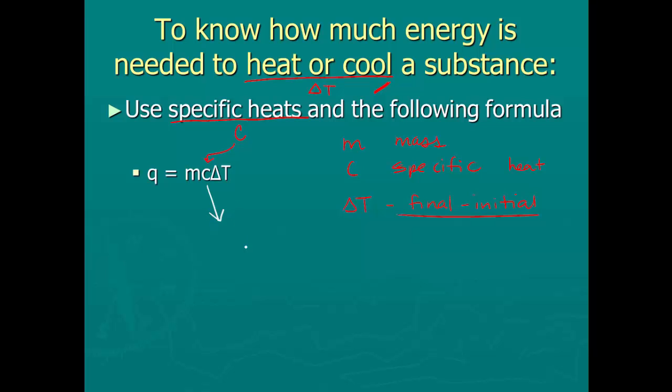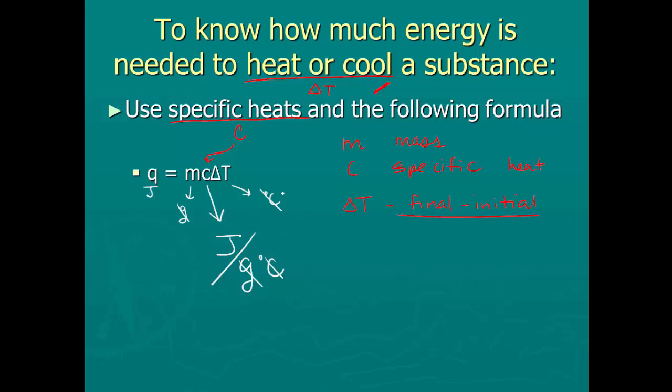If the specific heat unit is joules over grams and degrees Celsius, the joule is the unit of heat, so this has to be measured in joules. Gram is the unit of mass, and degrees Celsius is the unit for temperature. The reason this works is the grams and grams cancel out, and the Celsius cancels out, and so we have joules equals joules.